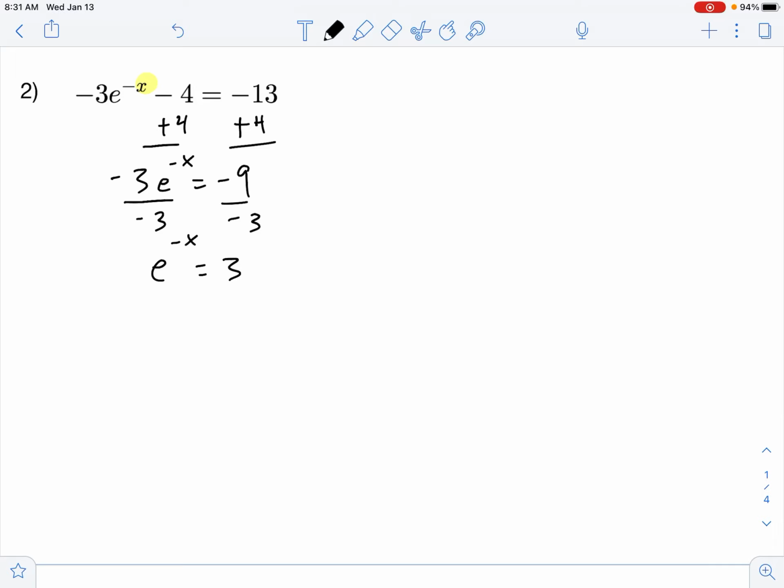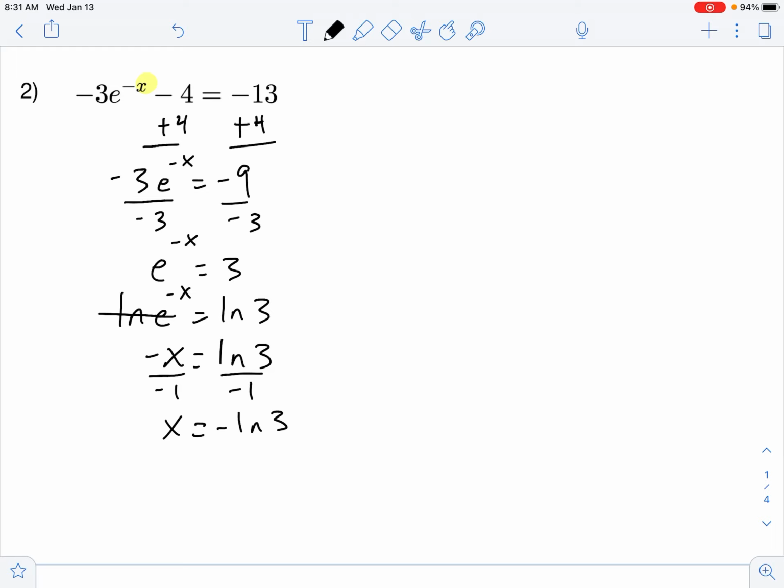And again, it's going to be a log because it's the inverse, but if you have the natural base, the inverse would be the natural log. So we're going to go ahead and do ln to both sides. And what happens is this goes away, they undo each other. So you get negative x is equal to ln of 3. Now, of course, we want to solve for positive x, so we just divide by negative 1. And we would get x is equal to negative ln of 3. And if you needed to approximate that, that's roughly negative 1.1.